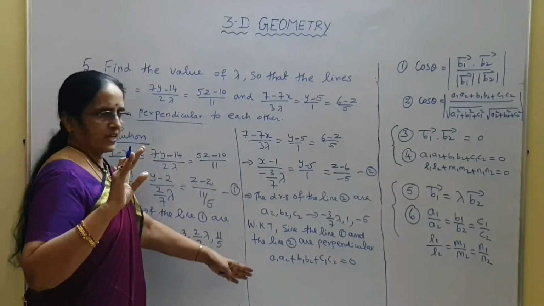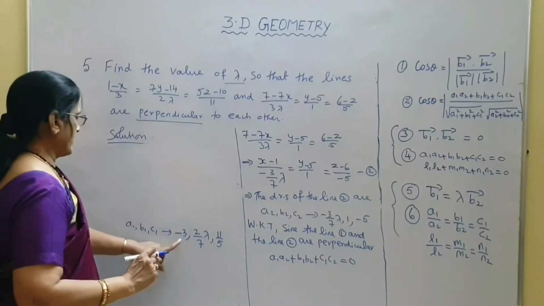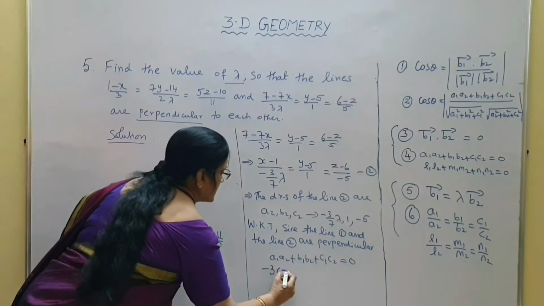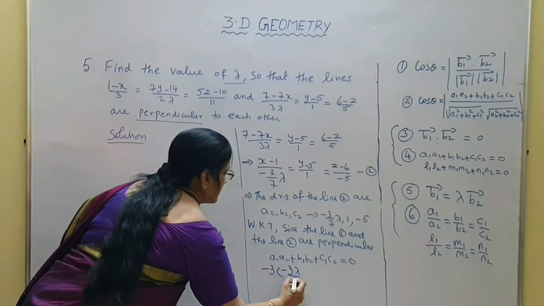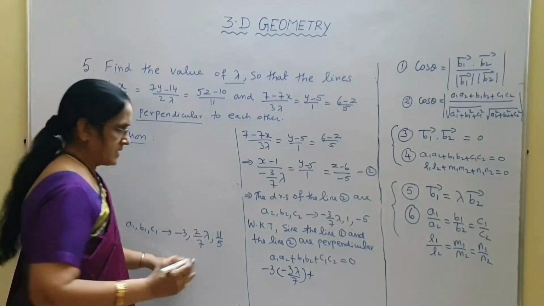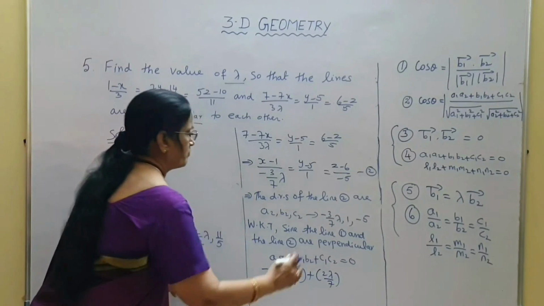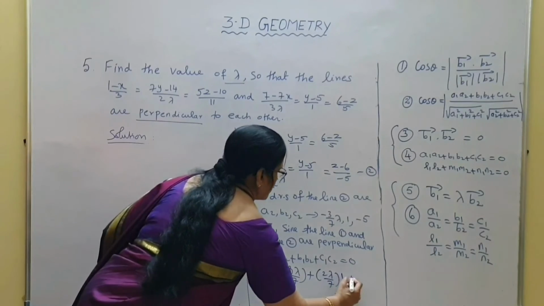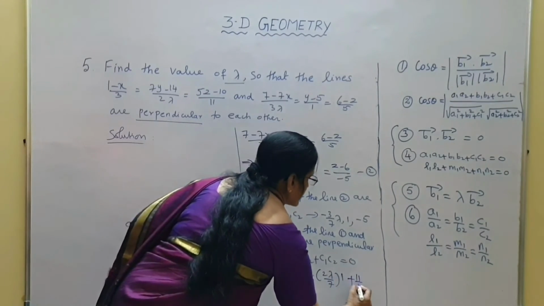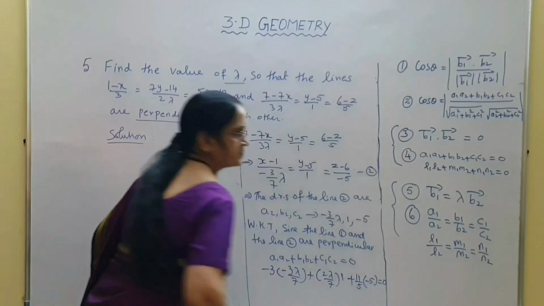Now let us substitute for A1, B1, C1 and A2, B2, C2 here. We will be getting, see here A1 here is minus 3 and A2 is minus 3 lambda by 7. Then plus B1 is 2 lambda by 7 into B2 is 1 plus C1 is 11 by 5 into C2 is minus 5 equal to 0.